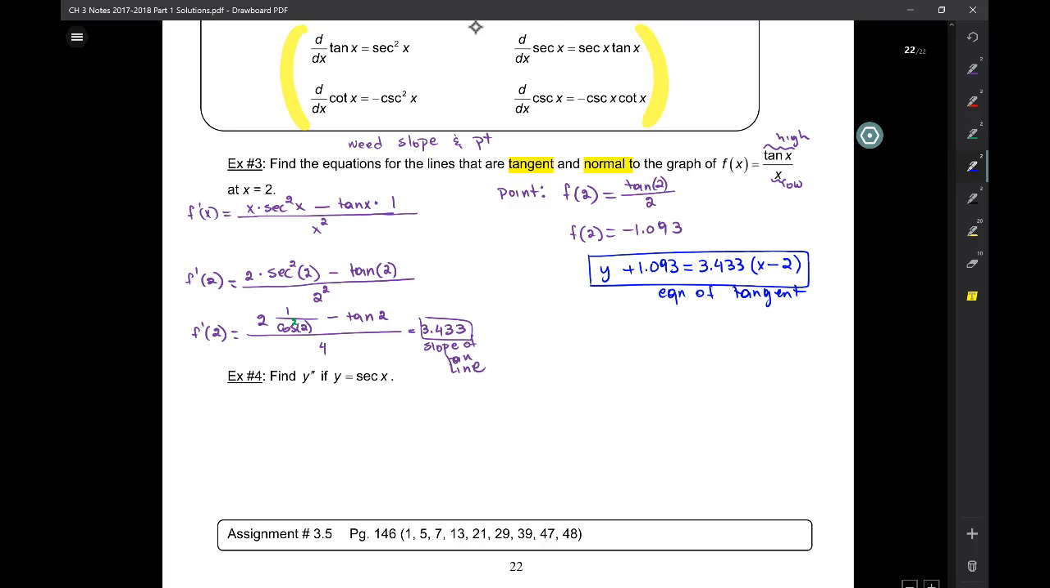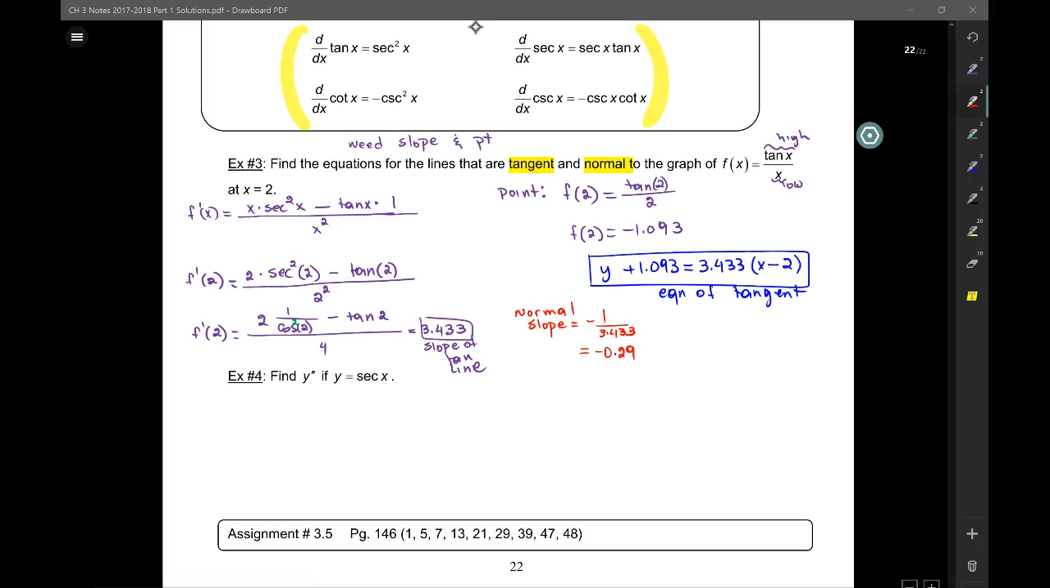Okay, now I need to find the equation of the normal line. If 3.433 was the slope of the tangent line, the normal is negative 1 over, right? So the normal slope equals negative 1 over 3.433, which is negative 0.29.